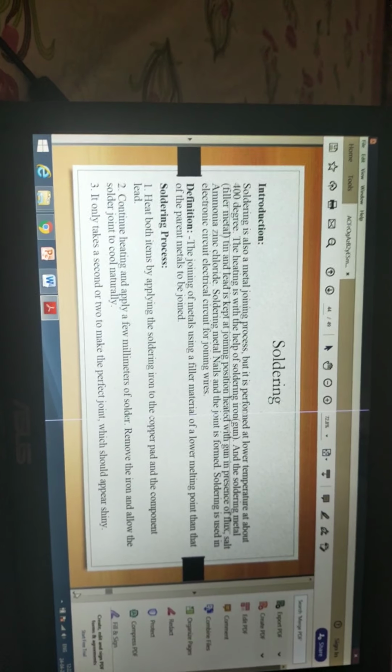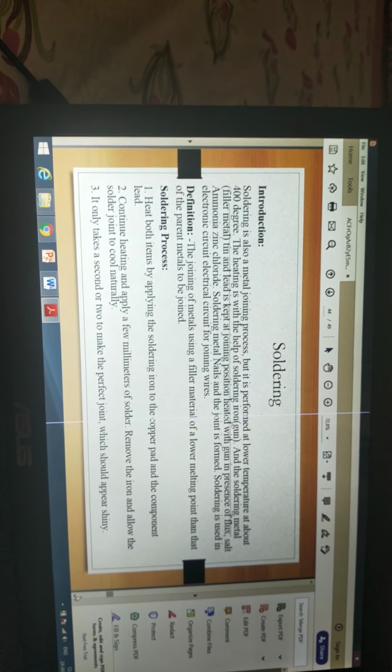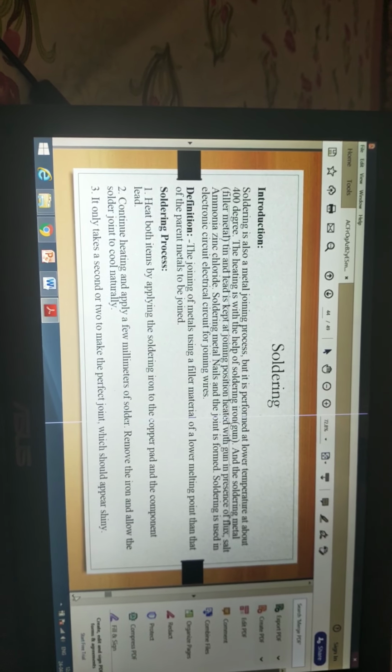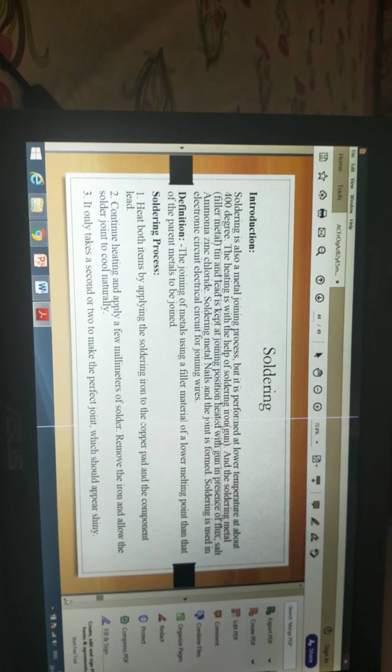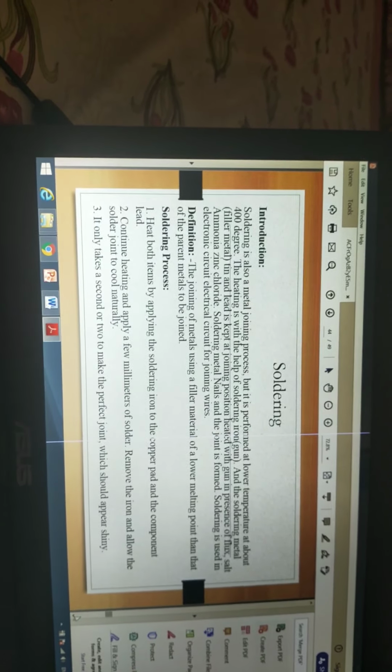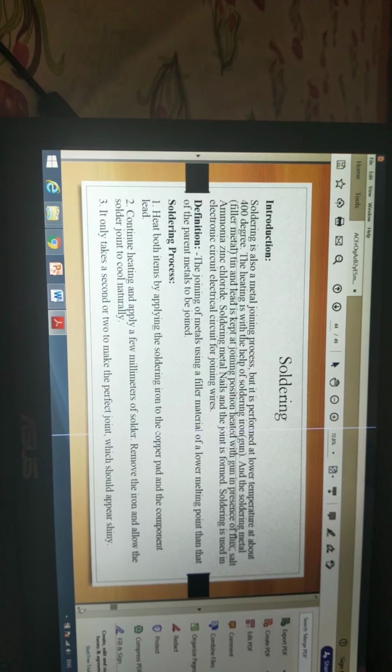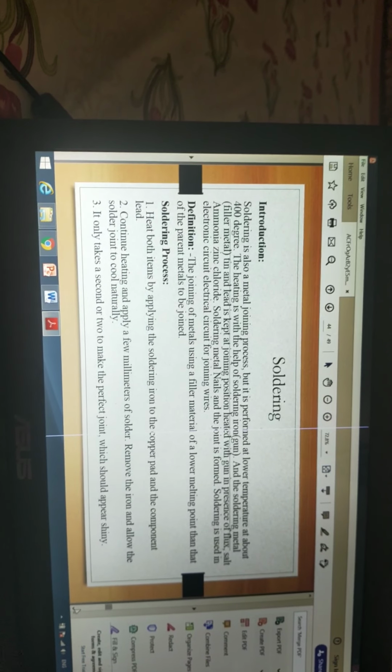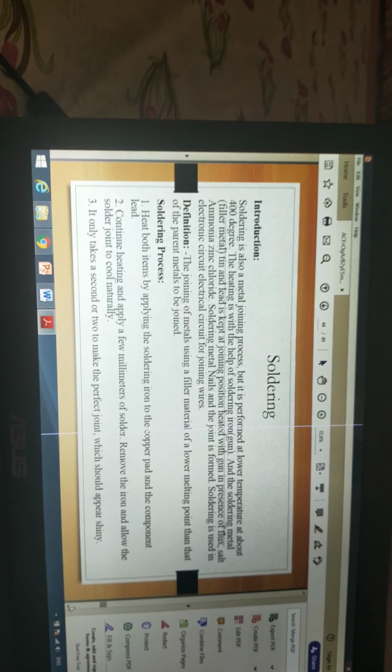Soldering is used in electrical circuits for joining wires. It is the joining of metals using a filler material with a lower melting point than that of the parent metals to be joined.